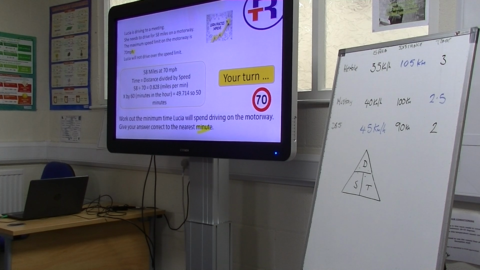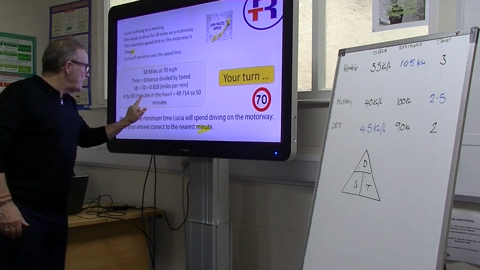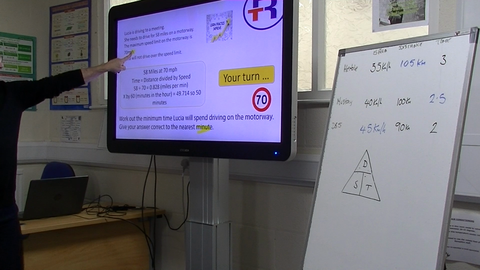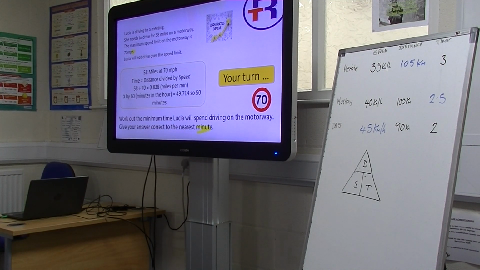Not very popular in the exam, but if you do get one, remember this, and remember timesing or dividing by 60, especially if you've got hours and minutes in the exam, okay? Does that make sense?